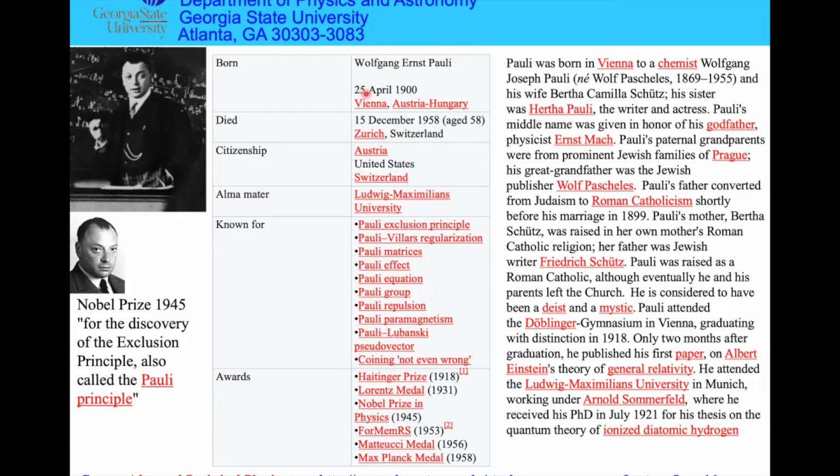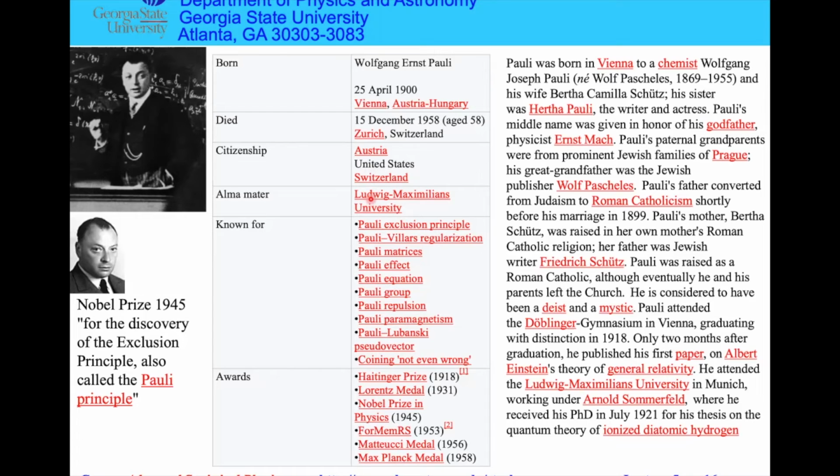He was born in Vienna, Austria, or Wien as they say, in 1900, just at the beginning of the 20th century. He died relatively young, actually, at the age of 58. Today I would say very young. In Zurich, German-speaking Switzerland. He was a citizen of Austria, and then became a citizen of the United States and Switzerland. His alma mater, the university from which he graduated, was Ludwig Maximilians University of Munich.